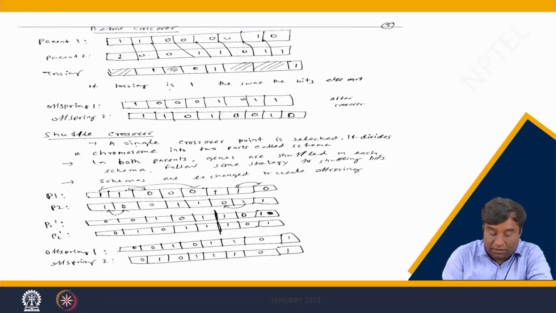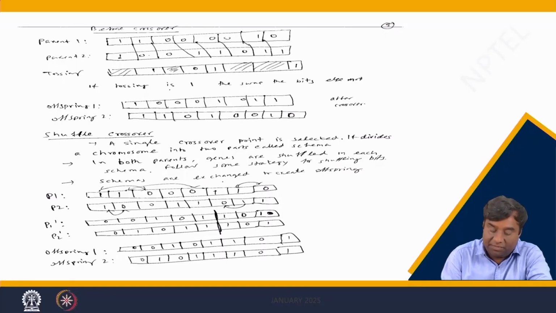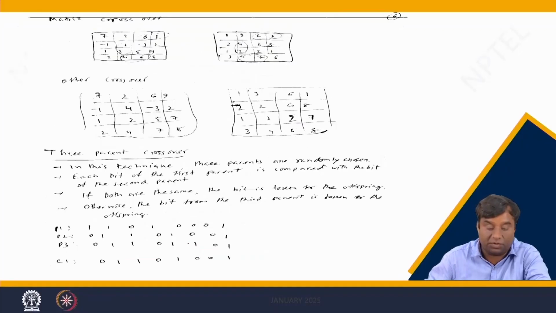Now sample crossover. A single crossover point is selected and it divides the chromosome into two parts called schema. In both parents, genes are shuffled in each schema, following some strategy for shuffling bits. Schemas are exchanged to create offspring. So here we can swap these two. So that is offspring 1. So we will get it like this. 0 1, so that it swaps, we will get 0 1 like that. Similarly, if we swap 1 0, so that is also 0 1, so we can swap it to get the offspring. So that is the sample crossover.